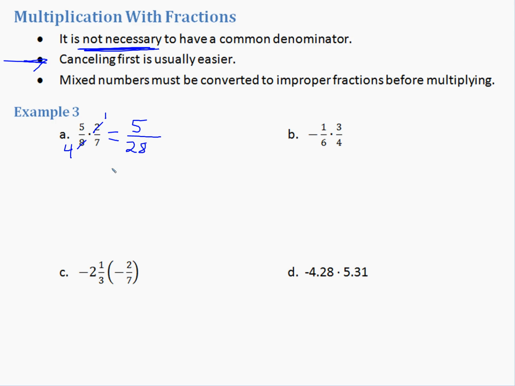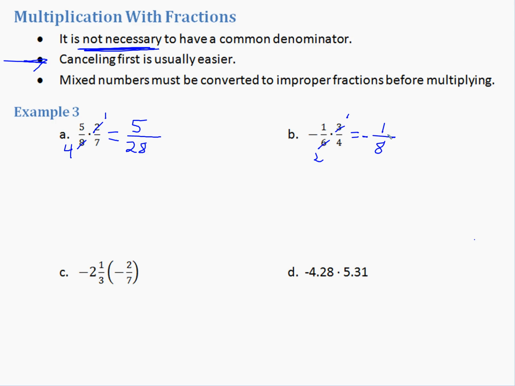The next one, same idea. We can try to simplify first. 3 goes into 3 once, and 3 goes into 6 2 times. We can multiply across. 1 times 1 is 1. 2 times 4 is 8, but realize we have a negative times a positive, and we know if a negative is multiplied times a positive, we get a negative. So our answer is negative 1/8. So don't forget about the signs.